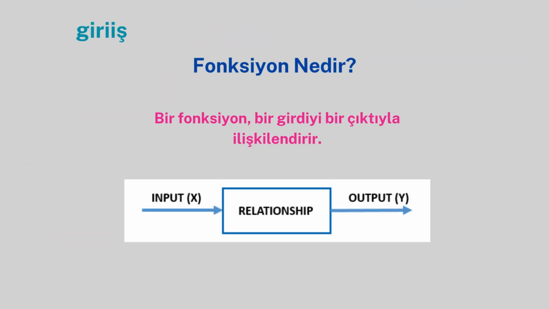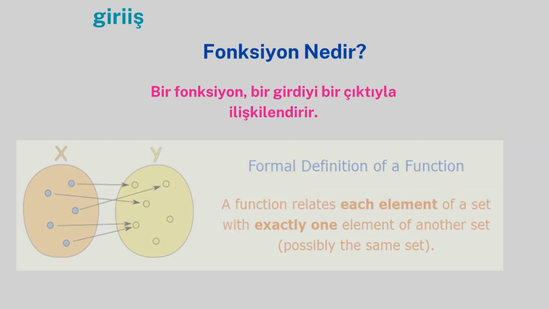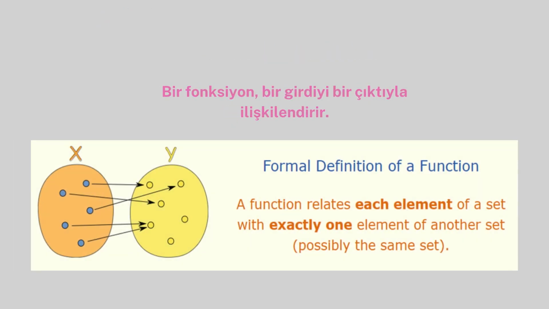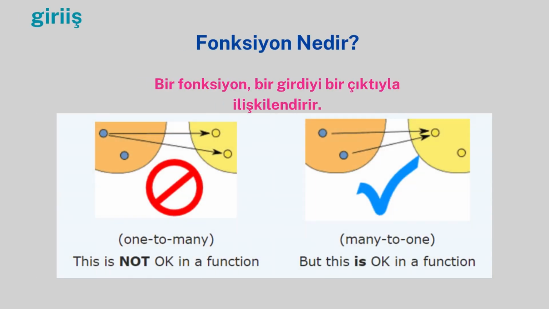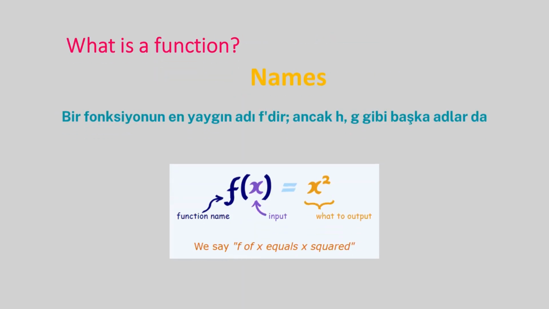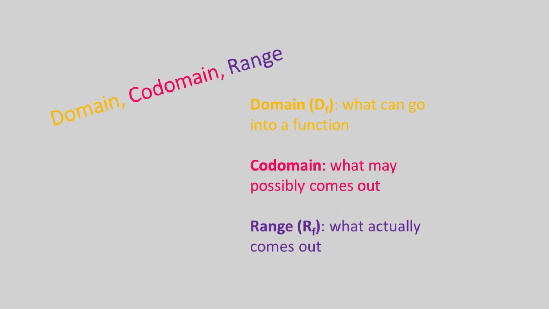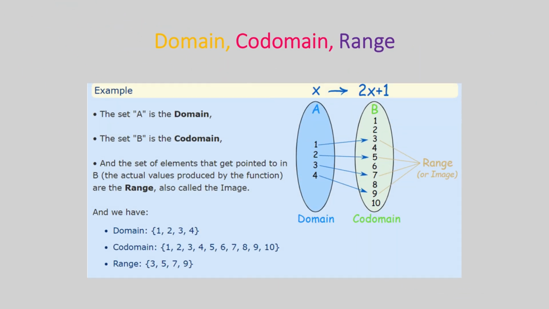Introduction. What is a function? A function relates an input to an output. What is a function? Names. The most common name of a function is f, but we can have other names like h, g. Domain, codomain, range. Domain: what can go into a function? Codomain: what may possibly come out? Range: what actually comes out?